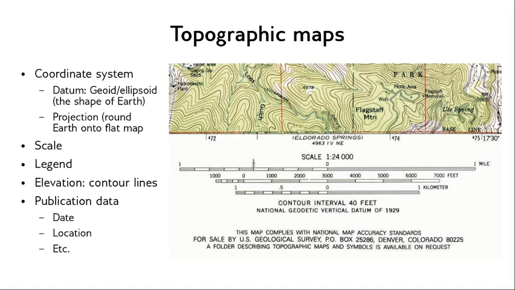And so what we have to think about is what coordinate system is it in. So there's a datum and a projection. We'll get into those. What is the scale of the map? What does the legend look like? So how do you interpret all the symbols? What do these lines on the map mean, and how do they help you understand the elevation? And then also some information about the publication, which can tell you about when it was made and what the location is.